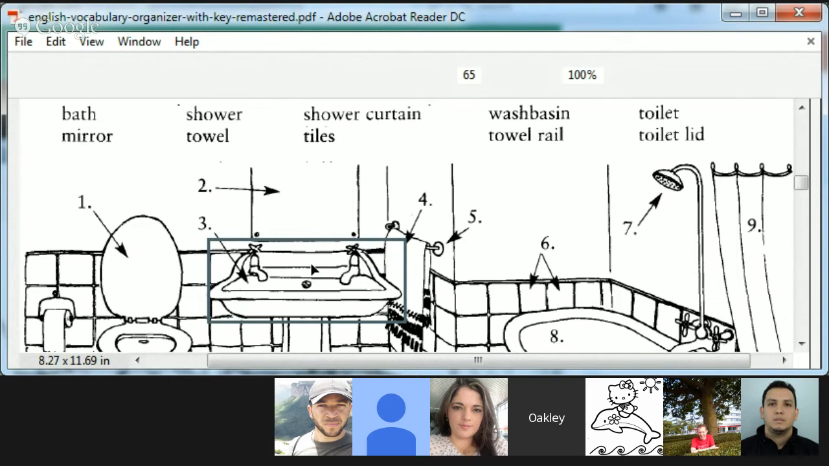Okay. Keiko, where's number four? Here it is. Number four. Keiko? Are you there? It's a towel. Of course it is. But furthermore, we designate what kind of towel it is. What kind of towels are there? Do you know? No, teacher. I don't.